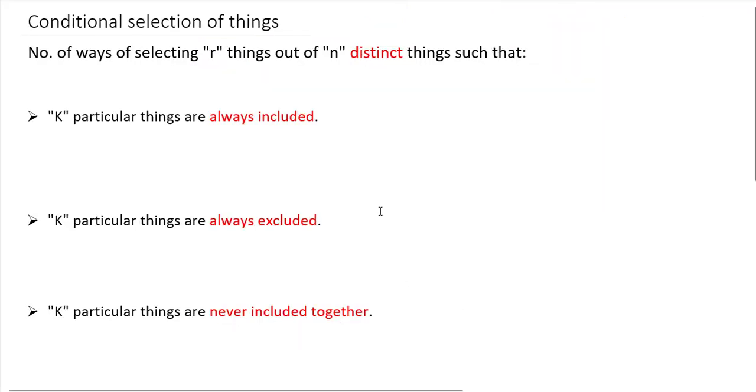Let us now understand the concept of conditional selection of things. So in this case, we need to make a selection of r things out of n distinct things such that there are a few conditions that we need to take into account. The first condition is that k particular things are always included. So in how many ways can you make a selection of r things out of n distinct things? It can be done in nCr ways.